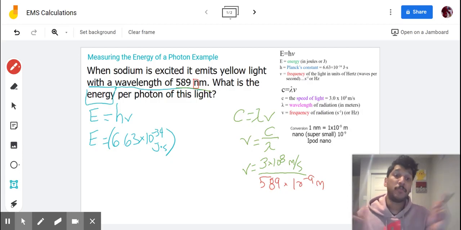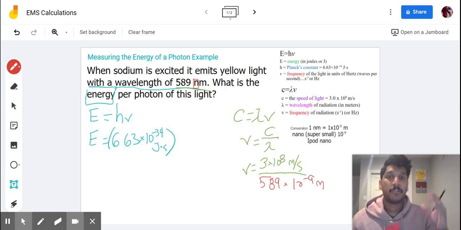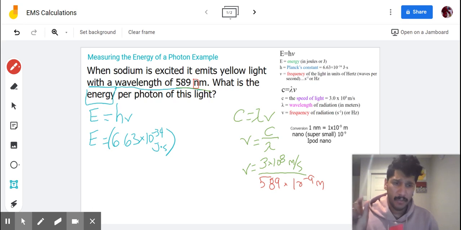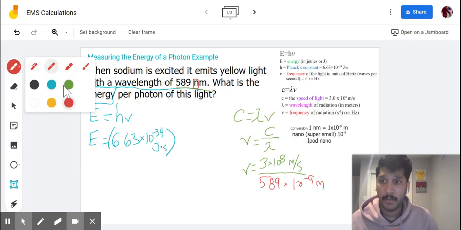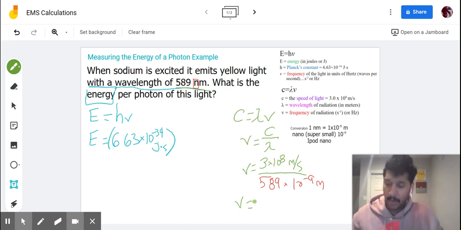So now we have this super small number compared to this much larger number. Colored light is usually measured in nanometers because of just how small those wavelengths are. All right, so now we can just finish solving for our frequency. I'm going to flip back over to that green, and we're putting it in our handy dandy calculator.